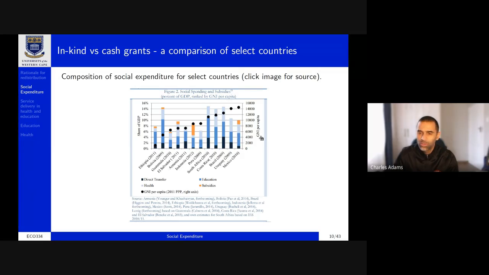By the way, for all these charts, these data that I'm presenting to you, to get to the source, you can just click on the chart, okay? There are hyperlinks embedded in these charts. So if you want to look at the source of the data, click on the chart.